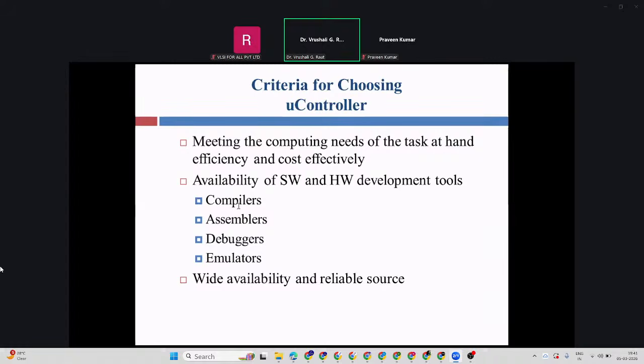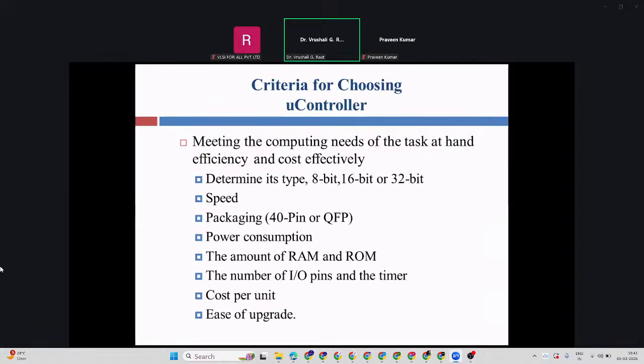What do you mean by compiler? Many times we take this name. I have the compiler, I have the assembler, debugger, and might be you have not dealt with the emulator, but emulator also. So this is the question for you. Try to find out the answer for it. Then wide availability and reliable source, obviously. So that is one thing we have to consider.